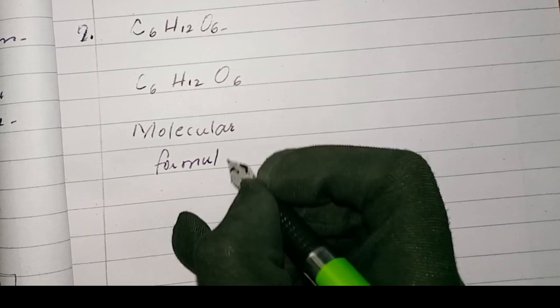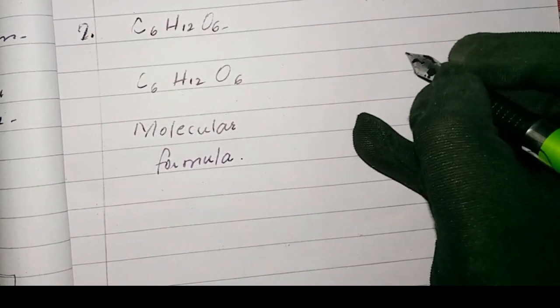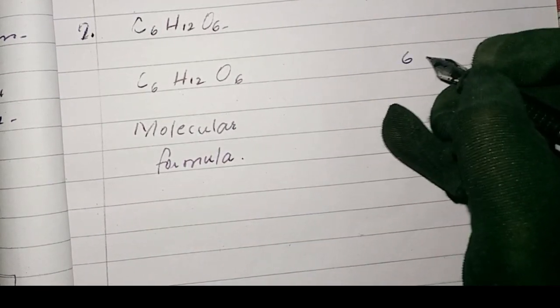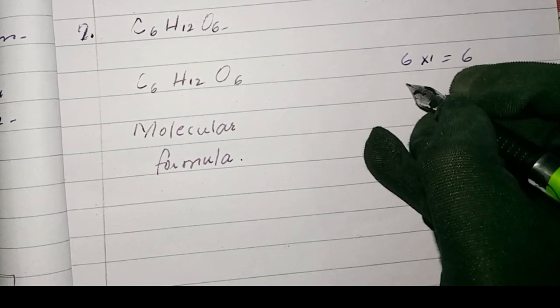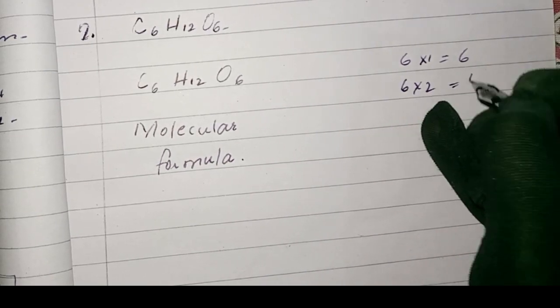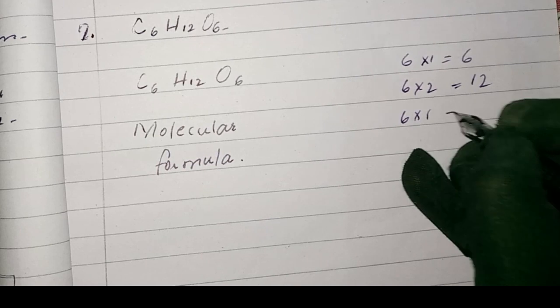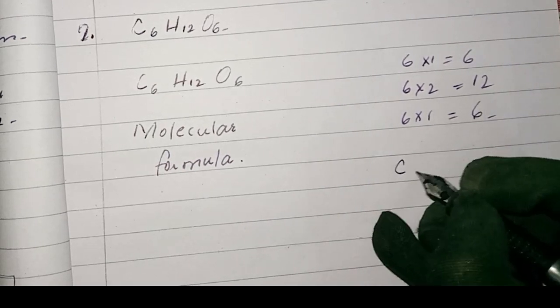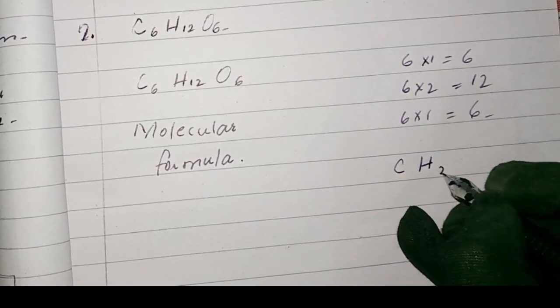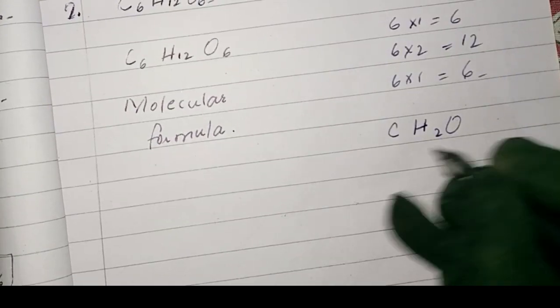Another example is the following. C6H12O6 is the molecular formula of glucose. On the other hand, we know that 6 multiplied by 1 is 6, 6 multiplied by 2 is 12, and 6 multiplied by 1 is 6. So it is the simplest form, and also it is the empirical formula of glucose.